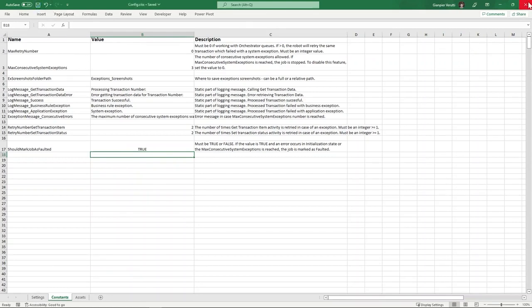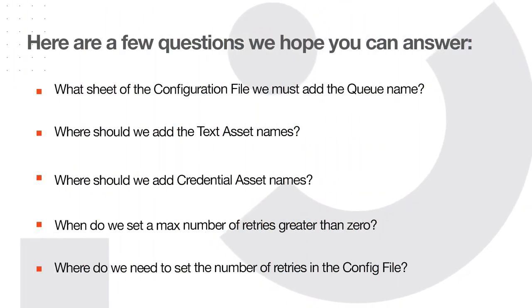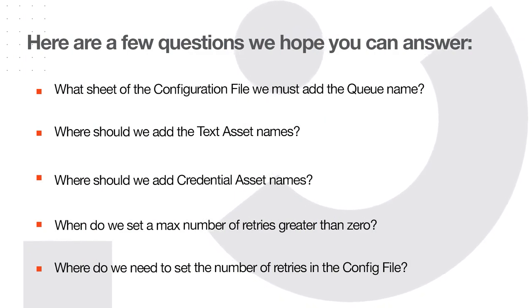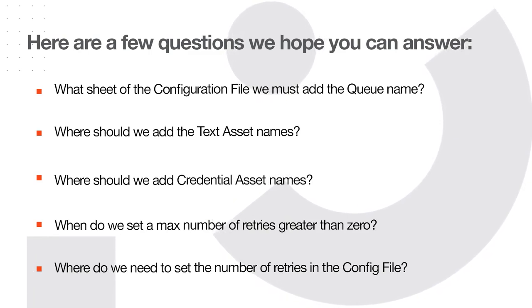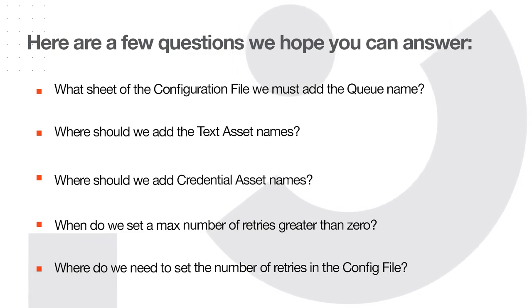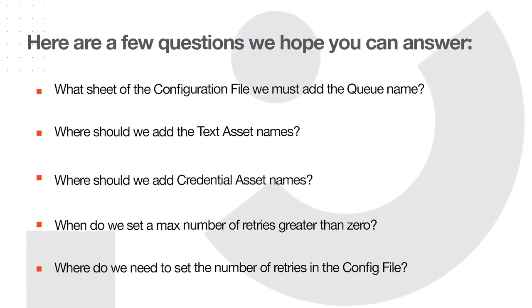queues. If you haven't done so already, this is a good time to review the configuration in UiPath Studio section of the REFramework with Queue Items checklist. Have we missed anything? After having watched this video, could you say to what sheet of the configuration file we must add the queue name? Where should we add text asset names? Where should we add credential asset names? When do we set a max number of retries greater than 0? Where do we need to set the number of retries in the config file?